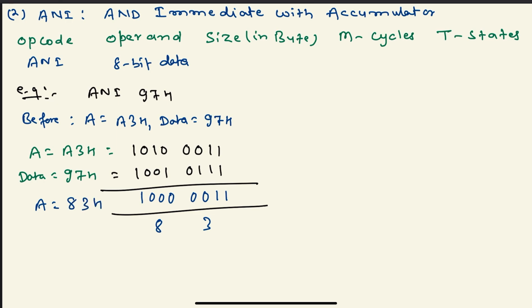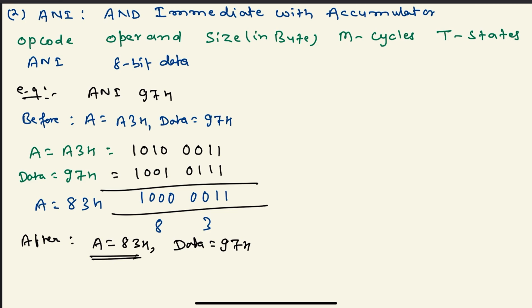After execution of this instruction, what will be the data? The accumulator content will be 83H, and the data will be as it is, 97H, whatever we had taken here. Only after the operation, the accumulator content is modified as per the result obtained.